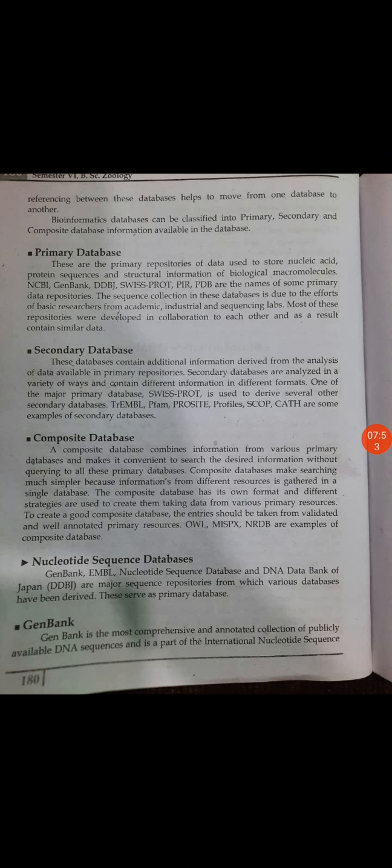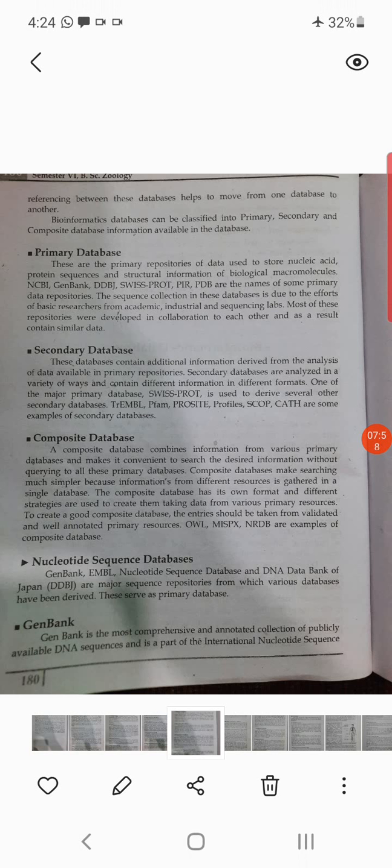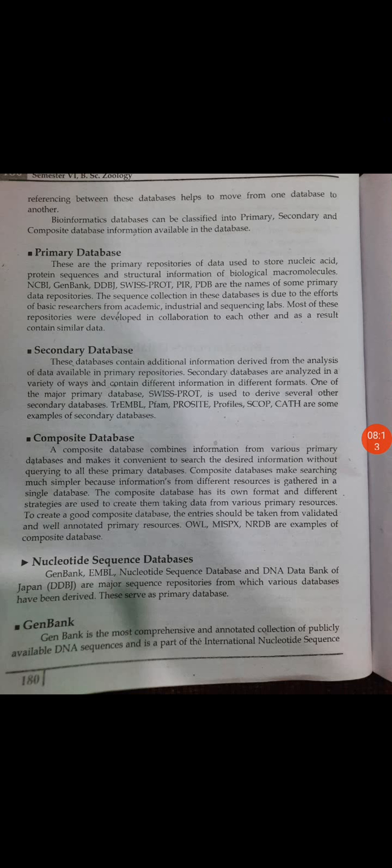Then nucleotide sequence database means nucleic acid. So GenBank, EMBL nucleotide sequence database and DNA Data Bank of Japan are the major sequence repositories from which various databases have been derived, and these serve as primary databases. Means they have analyzed the whole DNA sequence of the human being and put the information in the database. Now it is available.